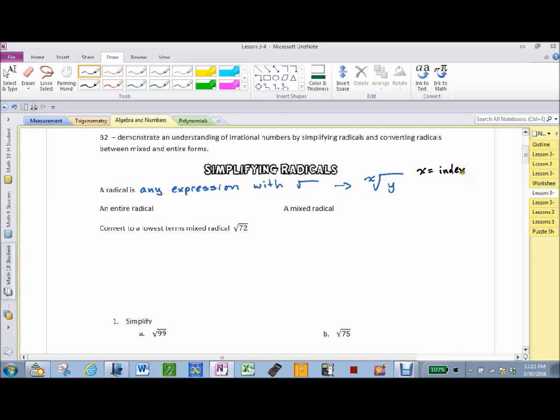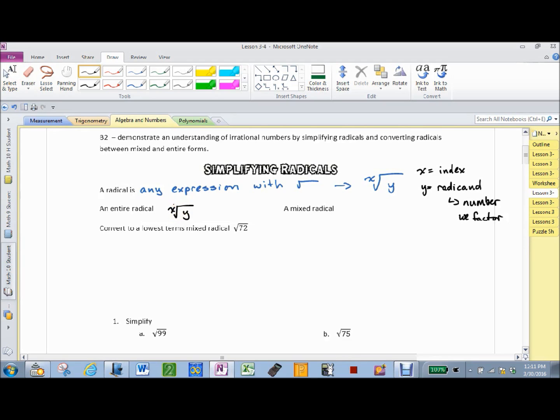And that tells me the group of factors I need, right? And Y is what we call the radicand. And the radicand is the number we factor. Everybody cool? Okay. An entire radical looks like this. X root Y. There's nothing there but the radical.